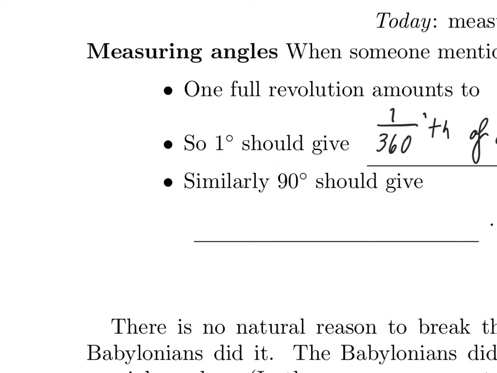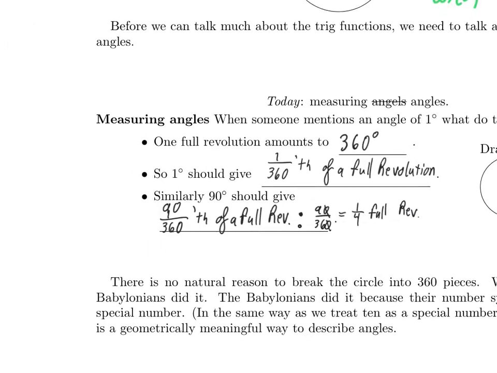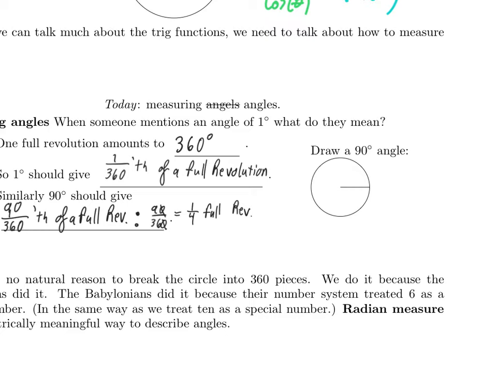90 degrees will be 90/360ths of a full revolution. But let's simplify that. 90/360, well, let's see, those zeros cancel. 36 is 9 times 4. So this will be 1/4 of a full revolution. So if you want to draw a 90-degree angle, you want 1/4 of a full revolution. So all the way around would be 1 full revolution. I want 1/4 of that. This is 1/4 of a full revolution. So this angle is a 90-degree angle. And that agrees with what you remember, right? 90 degrees should be like a right turn.